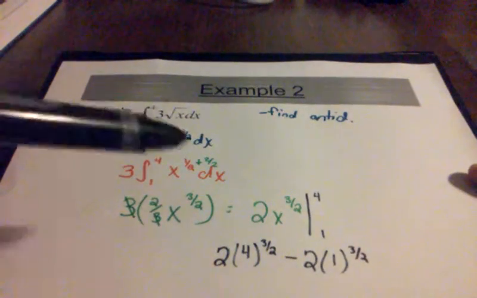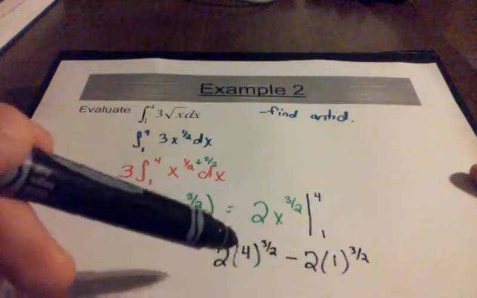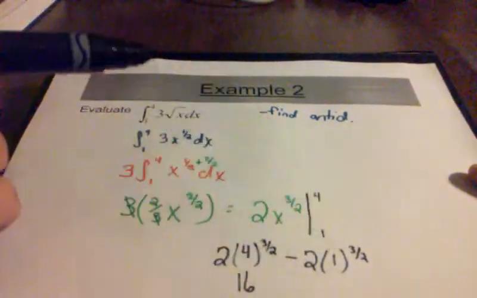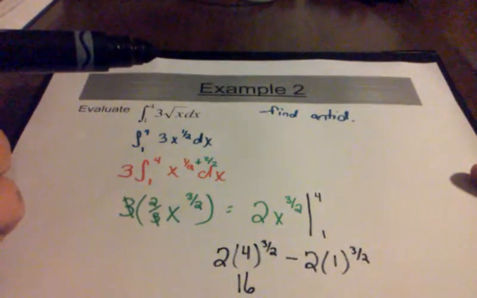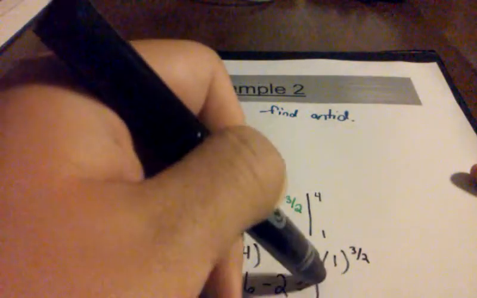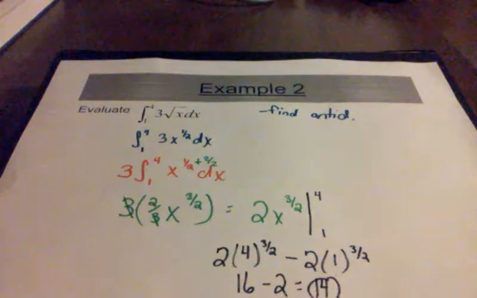And so now I'm going to do my arithmetic. The square root of 4 is 2. 2 cubed is 8. 8 times 2 is 16. The square root of 1 is 1. 1 cubed is 1. 1 times -2 is -2. And then 16 minus 2 is 14.